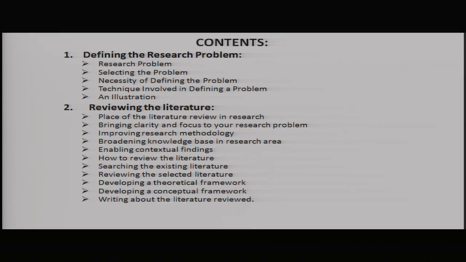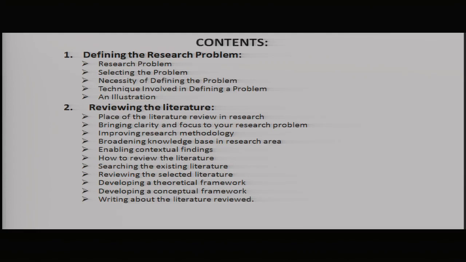So these are some contents which I am going to discuss today in the context of Unit 2, that is, how the research problem is formulated. To formulate the research problem, what is the literature study you need to carry out, how this literature study is carried out in the conceptual framework, and how it is reviewed and written. So in defining the research problem, first is what is a research problem, then how you need to select the problem, that is an important task. Then the necessity of defining a problem: is it necessary, or without defining a problem can we carry out the research? That is a question mark. Then the technique involved in defining a problem.